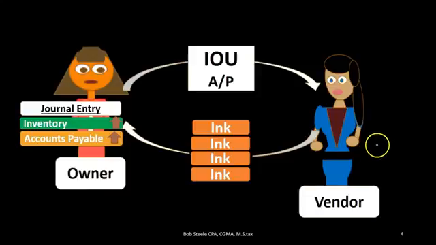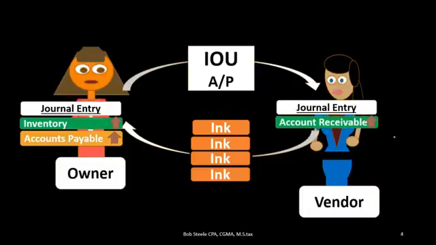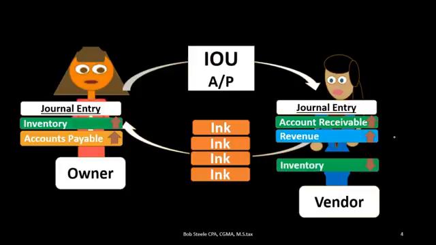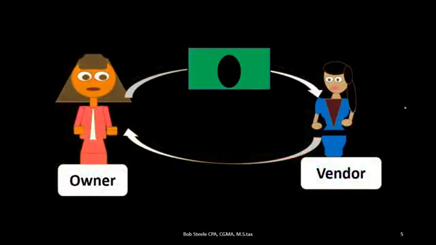On the vendor side of things, they have now had the transaction as well. They have done the work. Therefore, they have a receivable that is due from the owner, and they have earned revenue at that point in time. They're also decreasing their inventory by making this transaction, and they should record the related cost of goods sold at that point in time.